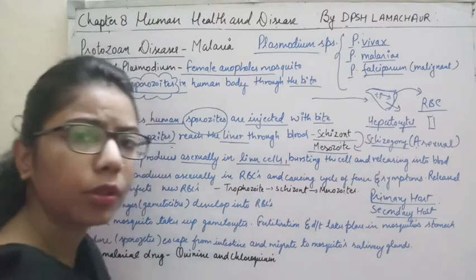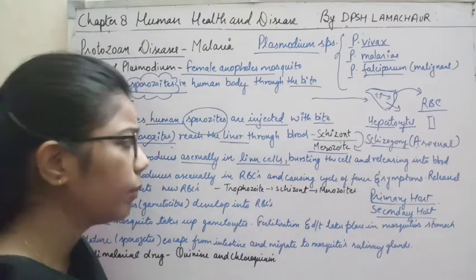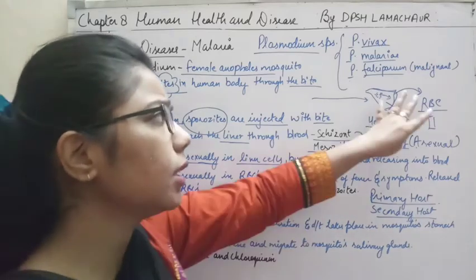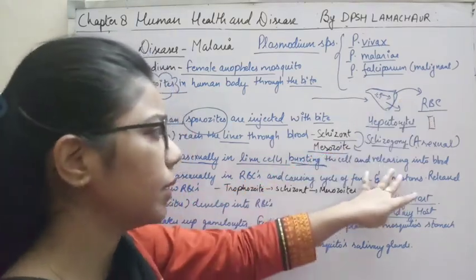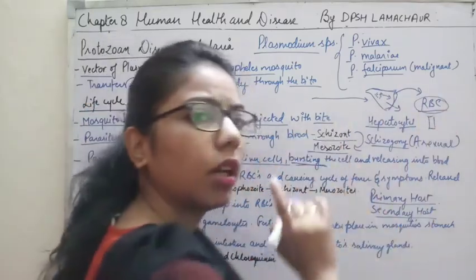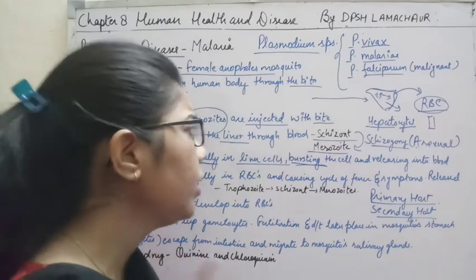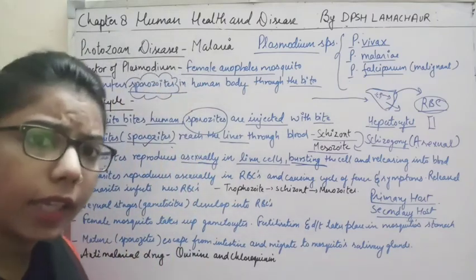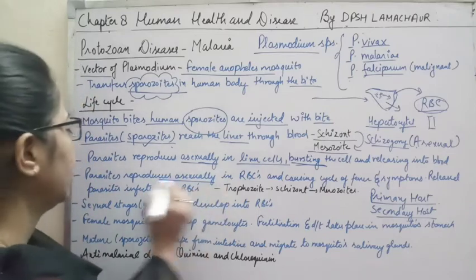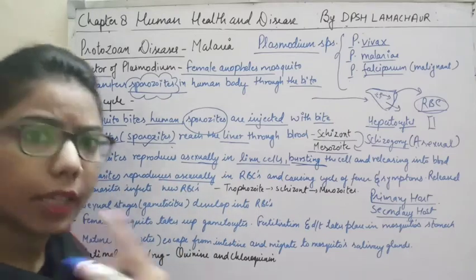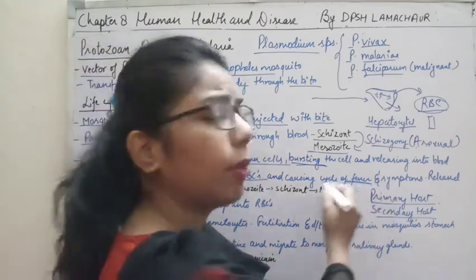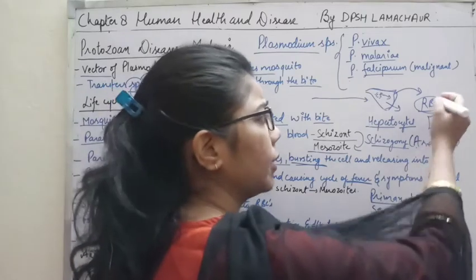So as it reaches the RBC from the liver, as I have written here, the parasite reproduces asexually. How is it reproducing? Asexually with the help of multiple fission, and after that what is it doing? It is bursting the cells of the liver, and with the help of blood it will reach the RBC. Right. Now in the RBC, again there will be some more asexual reproduction, and as written here, parasites reproduce asexually in RBCs also.